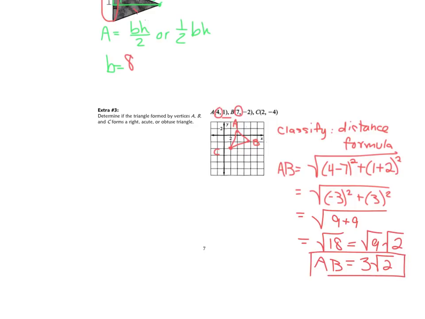You guys need to find BC, tell me what that is, and AC, tell me what that is. Once you find those lengths, then you're going to check, is c squared equal to a squared plus b squared? Is c squared less than, or is it greater than a squared plus b squared?